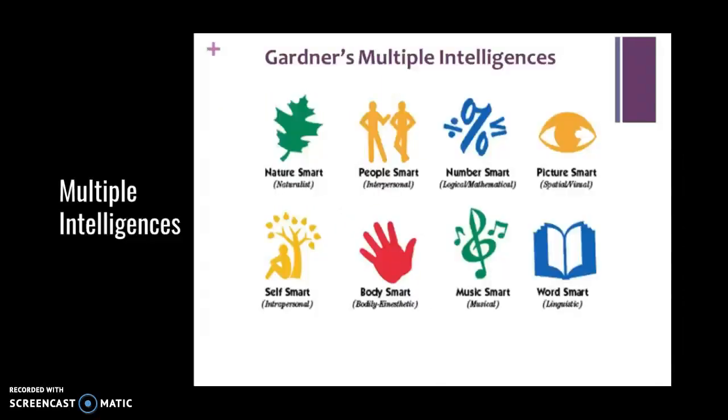So speaking of multiple intelligences, we all know Gardner's multiple intelligences. There's 8. So naturalistic, interpersonal, logical, visual, intrapersonal, bodily kinesthetic, musical, and linguistic. And all of these multiple intelligences are addressed throughout my unit in some shape or form, because as we know, we don't always address all 8, and it's very common for teachers to leave one out or many out.